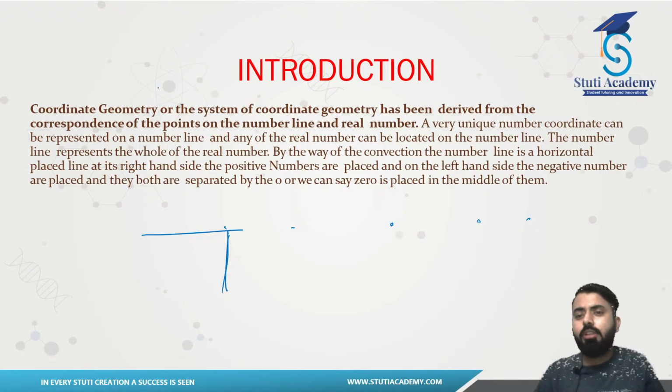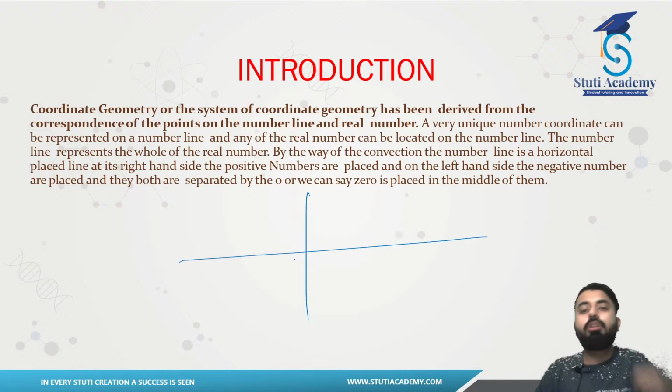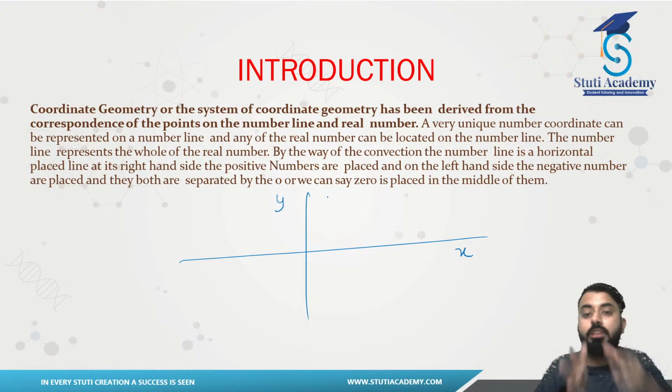So the system of coordinate geometry has been derived from the correspondence of points on a number line and real numbers. I will be explaining it later on. Just remember this. Everything that you can plot on a graph that has a finite value is a point, and the number lines that you use to represent those values with respect to their x-axis and y-axis make up coordinate geometry, and the plane in which the points will be lying is a coordinate plane, or you can say a Cartesian plane in this case.